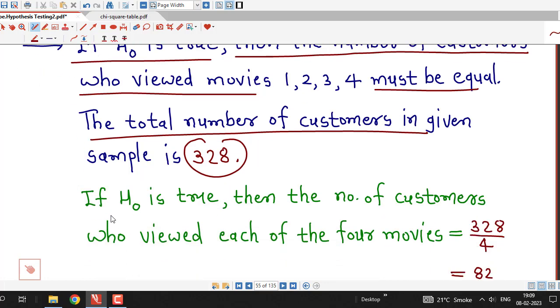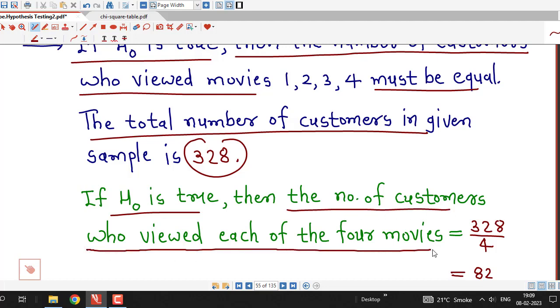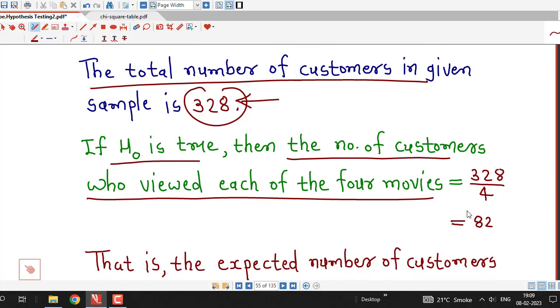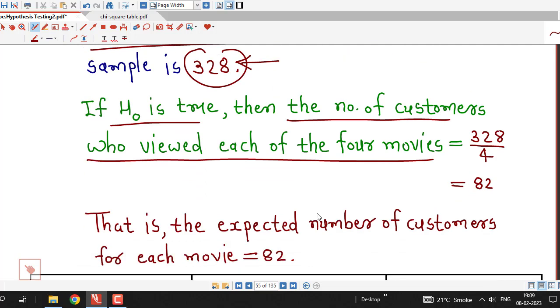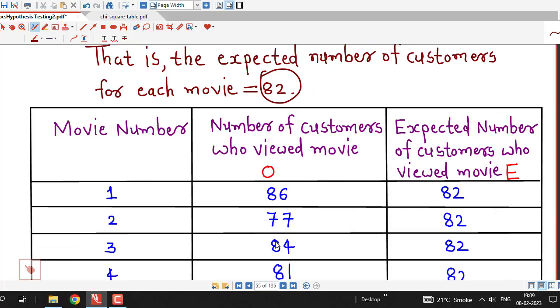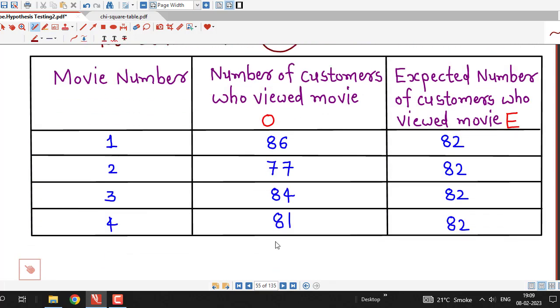Therefore, if the null hypothesis is true, then the number of customers who viewed each of the 4 movies is obtained by dividing this total number of customers by 4, and that is 82. That is the expected number of customers for each movie, equal to 82. And here I have written observed and expected number of customers. This first column corresponds to movie number, and we can see there are 4 movies, so we have 4 categories. That means the value of small k is 4.